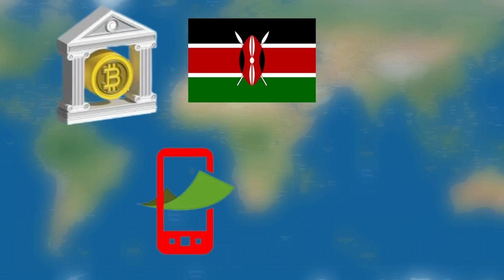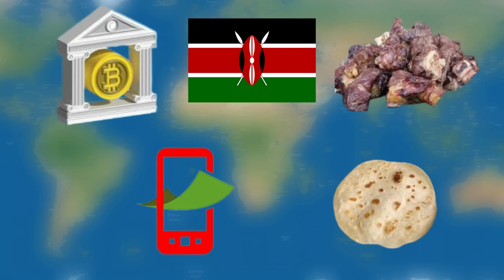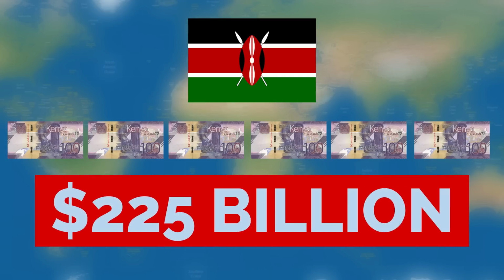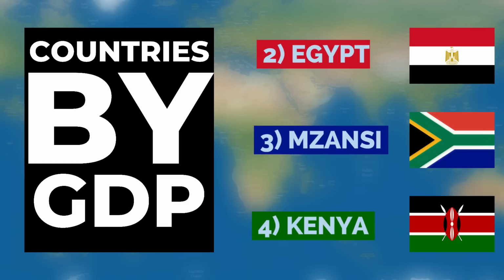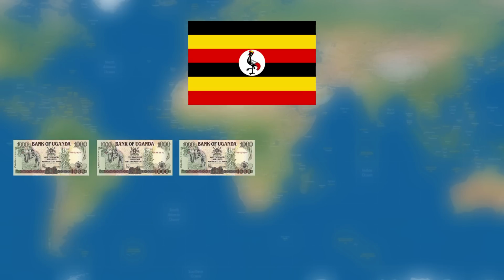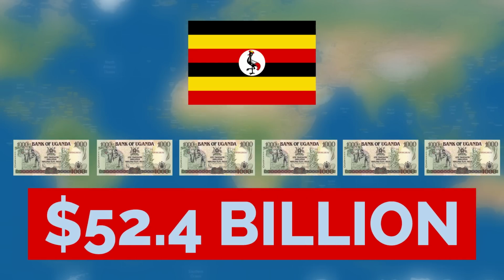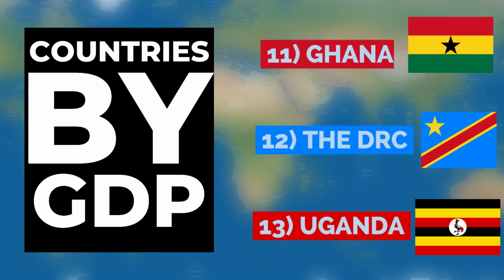Everything from banks and fintech to chapatis and nyama choma is made there. With an astounding GDP of $225 billion, Kenya has the fourth largest economy in Africa behind only Egypt, Nigeria, and South Africa. Uganda's economy is also quite impressive with a GDP of $52.4 billion. It has Africa's 13th largest economy behind Ivory Coast, Ghana, and DRC.